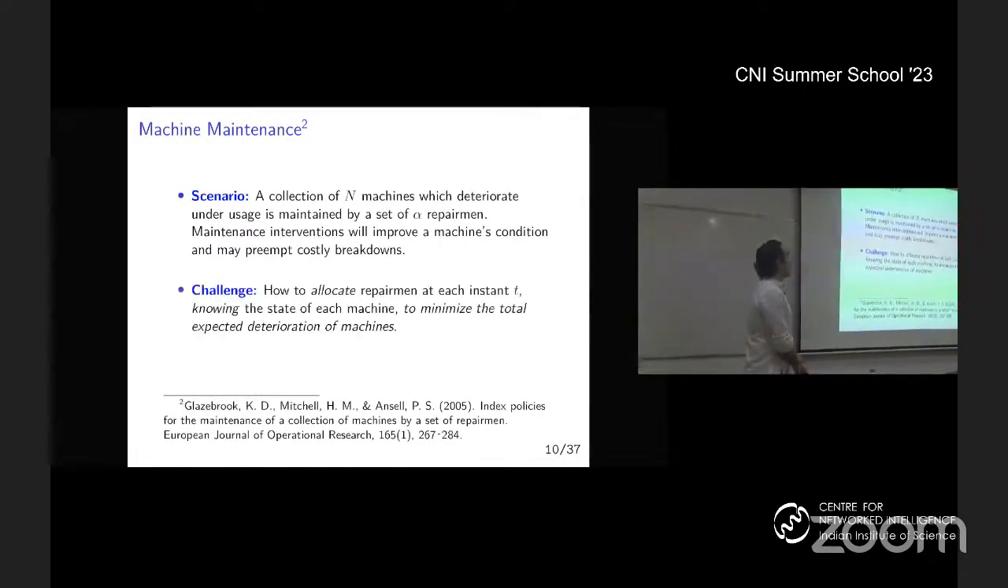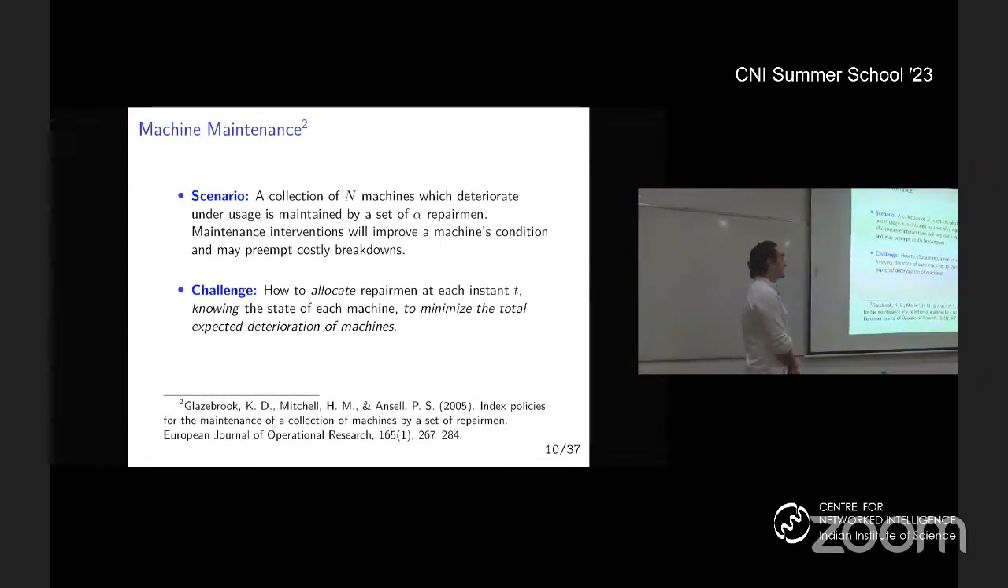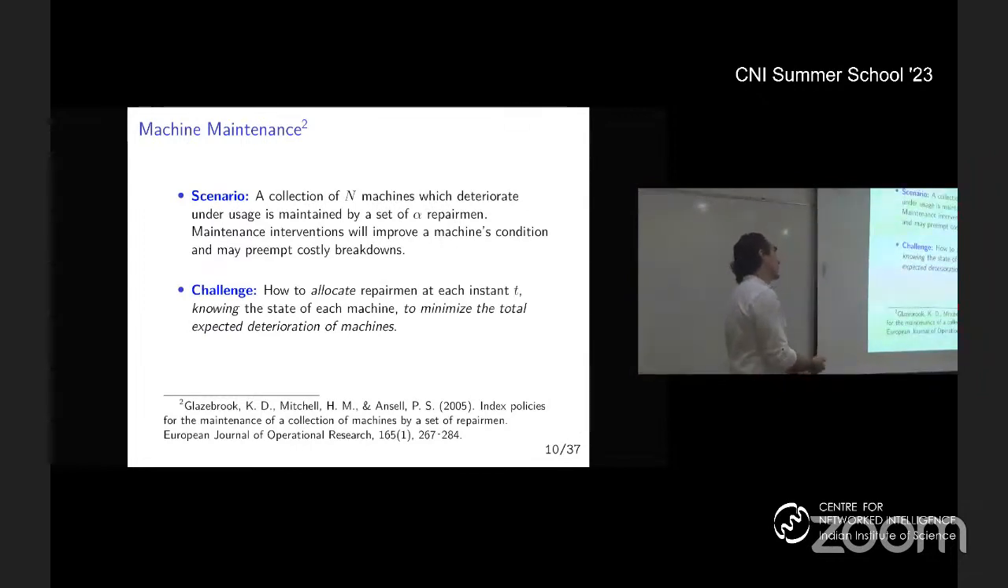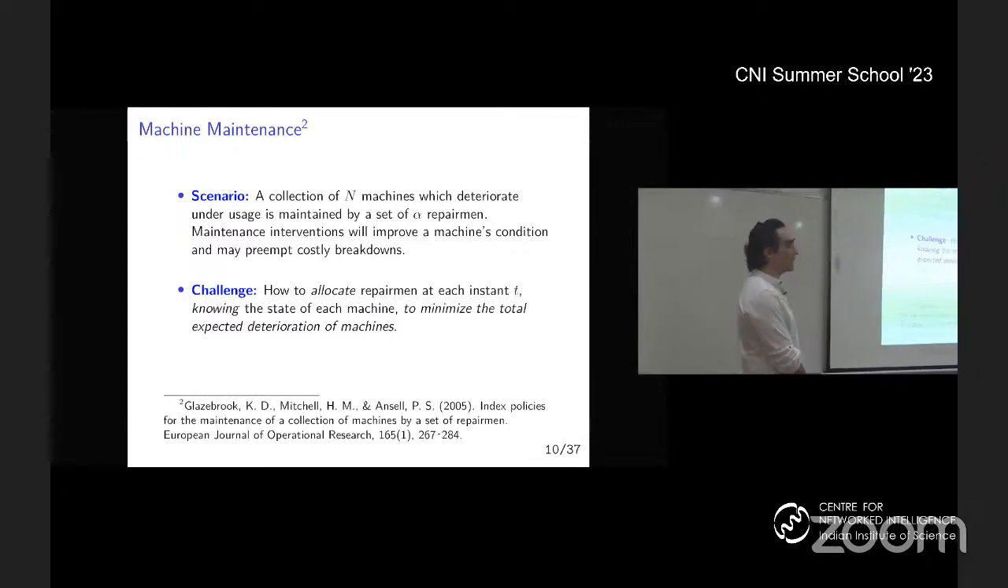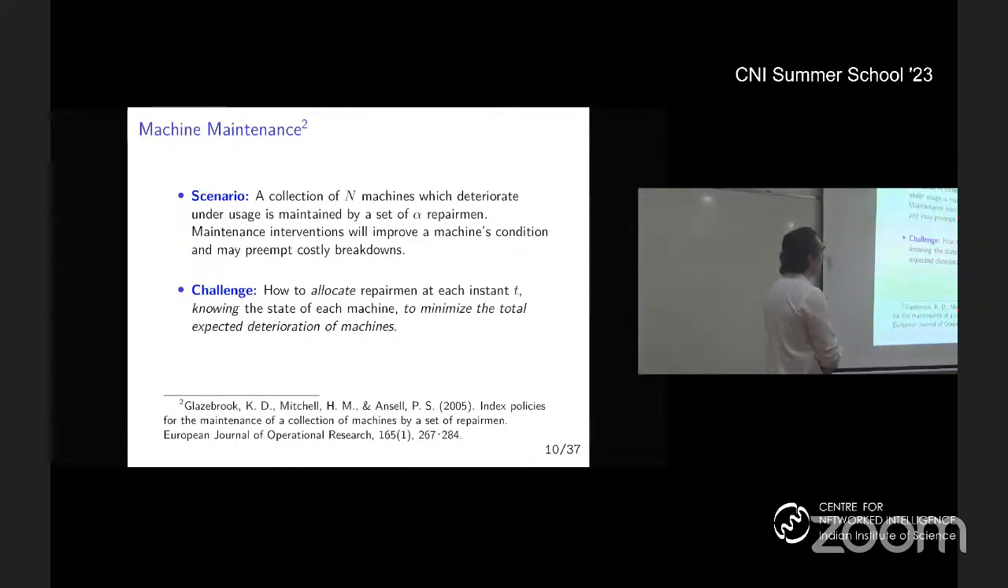But the problem is you have a finite budget of repairmen, because it's costing a lot to recalibrate a machine and so on. So let's say that you have alpha of them at each instant t. And the question that you ask yourself is, knowing the state of each machine, how to minimize the total expected deterioration of the machine. Okay. So a naive policy, what would be a good policy or naive policies for this problem? Does someone have an answer?